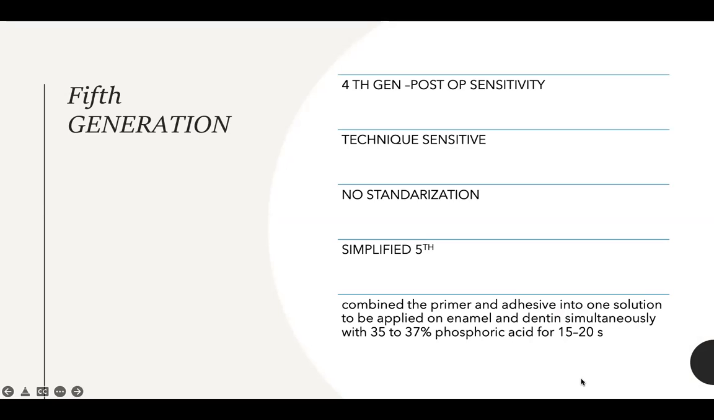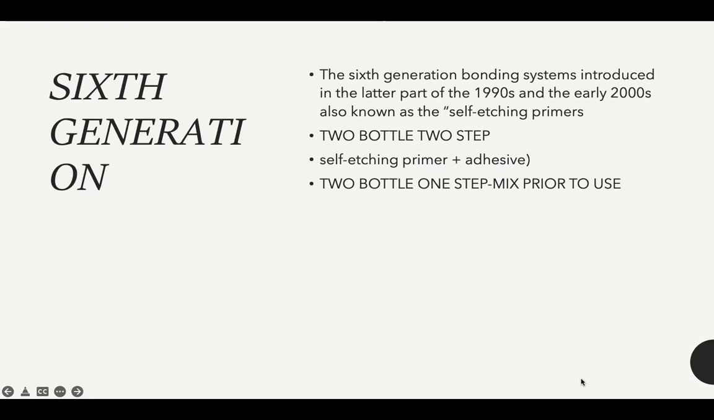In the 5th generation, they combined the primer and adhesive into one solution to be applied on enamel and dentin simultaneously. Here we need a separate etching step, and primer and adhesive are combined in a single bottle. So from three bottles to two bottles. To further simplify, the 6th generation was introduced. They were also known as self-etching primers. We have two types: two bottle, two step, and two bottle, one step.